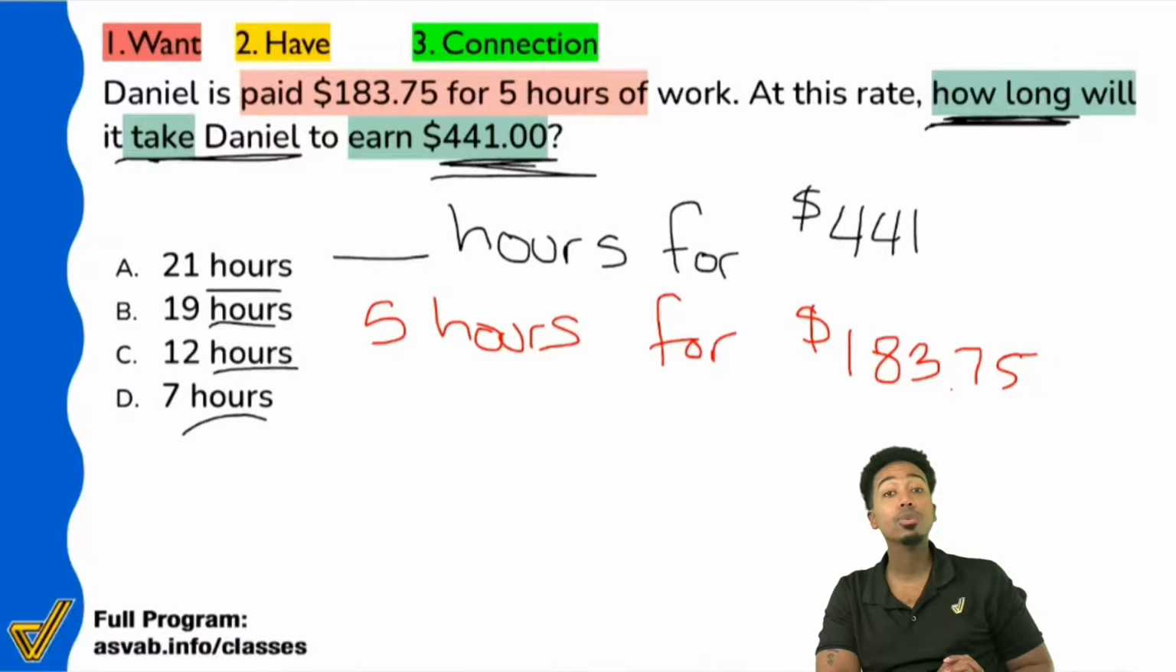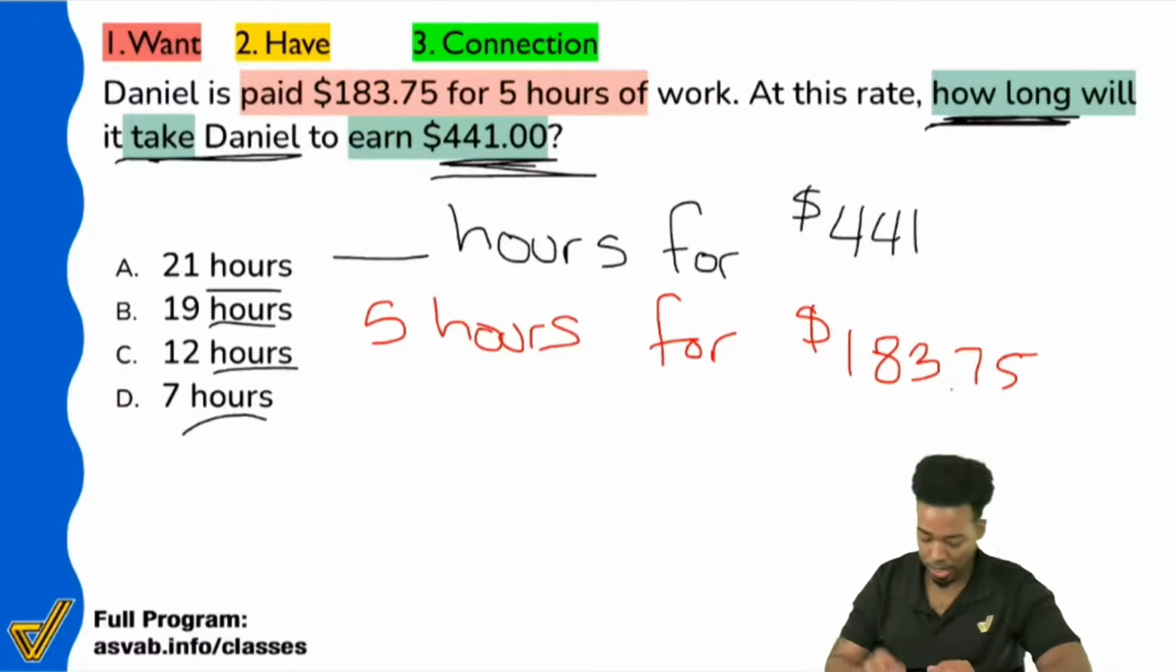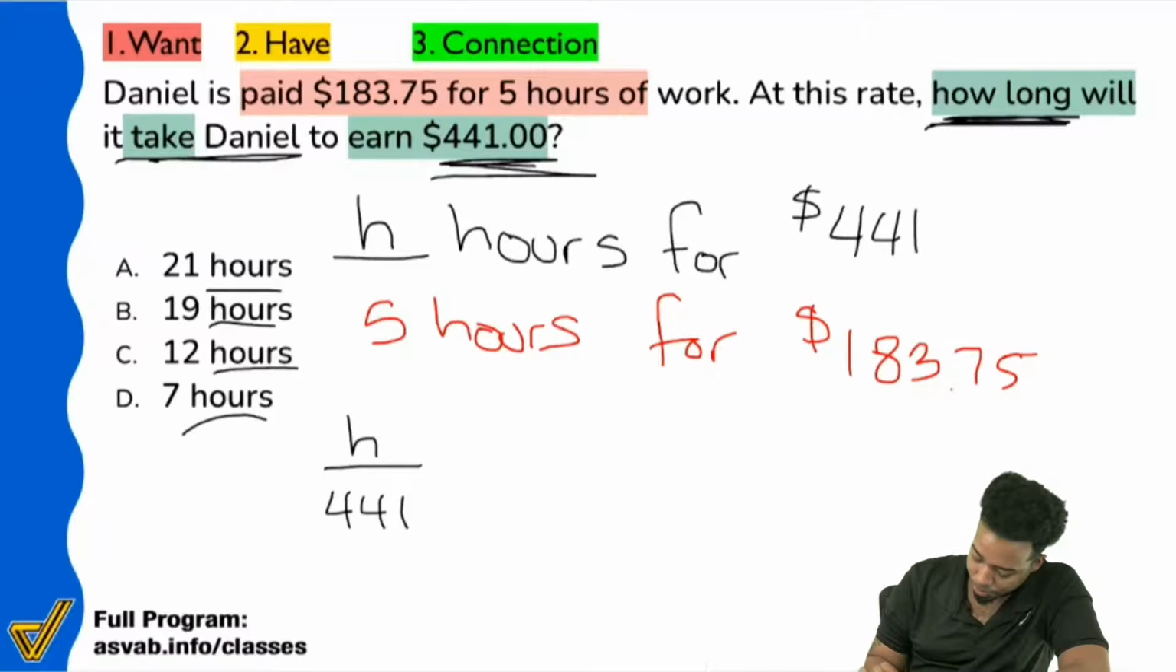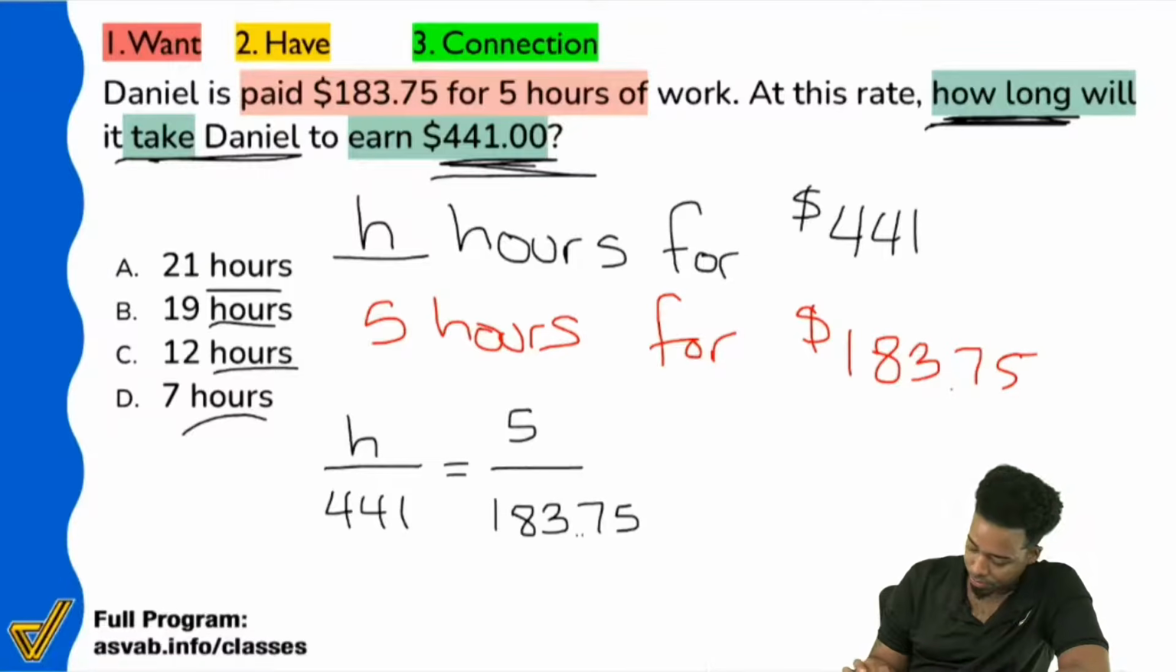Excellent. So with that said, the next step that we'll take is we're simply going to go ahead now and set up a proportion, solve it, and be done. So here we go. We'll set this up. We'll say H for hours right over here. So we'll have H over 441 equals 5 hours over 183.75.